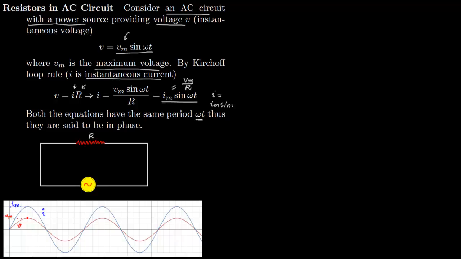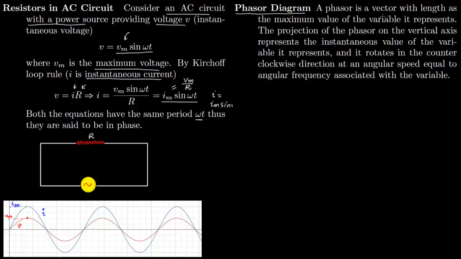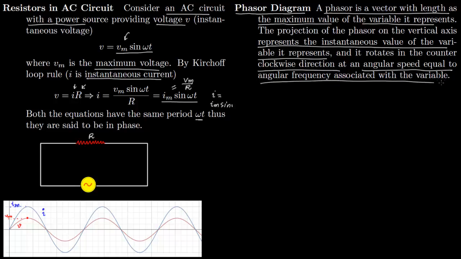We now talk about the phasor diagram. So what is a phasor? The phasor is a vector with length as the maximum value of the variable it represents. The projection of the phasor on the vertical axis represents the instantaneous value of the variable it represents, and it rotates in the counterclockwise direction at an angular speed equal to the angular frequency associated with the variable. Now this is quite a mouthful to say, and we should understand this with an example.